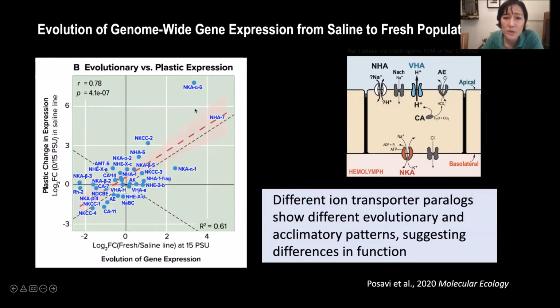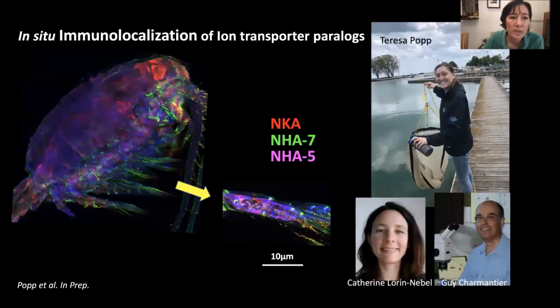And what's really interesting is the different ion paralogs show different evolutionary and acclimatory patterns. For example, if you look at NHA, the sodium hydrogen antiporter, one paralog shows this pattern here, but another paralog shows a very different pattern. So we have different paralogs behaving differently in terms of acclimation and adaptation. And we wanted to explore these differences in much more detail.